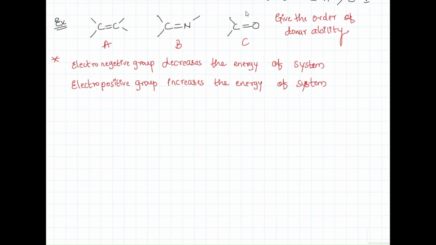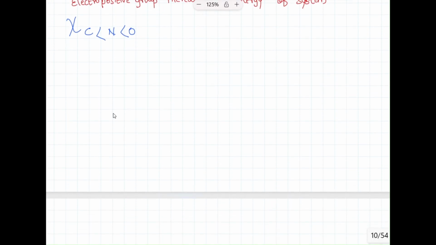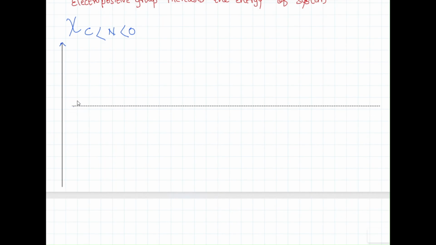Right? In the given example, there is a discussion about carbon, nitrogen, and oxygen. Here the electronegativity difference is there. Oxygen is more electronegative than nitrogen and carbon. Hence, let us discuss the energy profile diagram of these three. Let us consider a band gap energy is there.